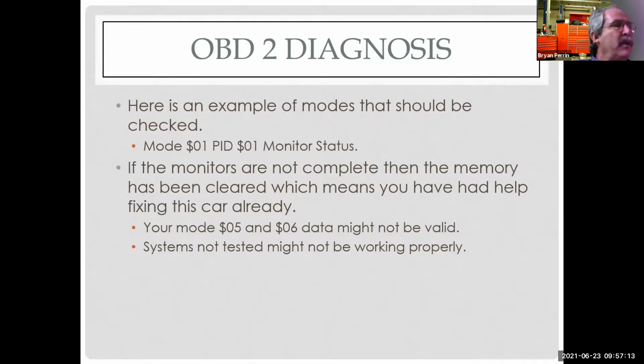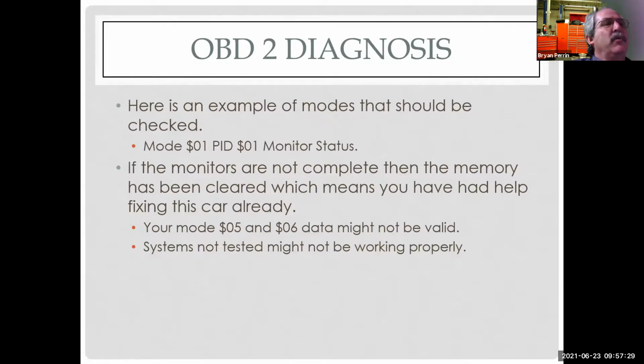Also, my mode 5 and mode 6 data might not be valid. I might have some substituted values. So I need to be much more suspicious of things because I've had help fixing the car that someone didn't tell me about. So that's why I have you.